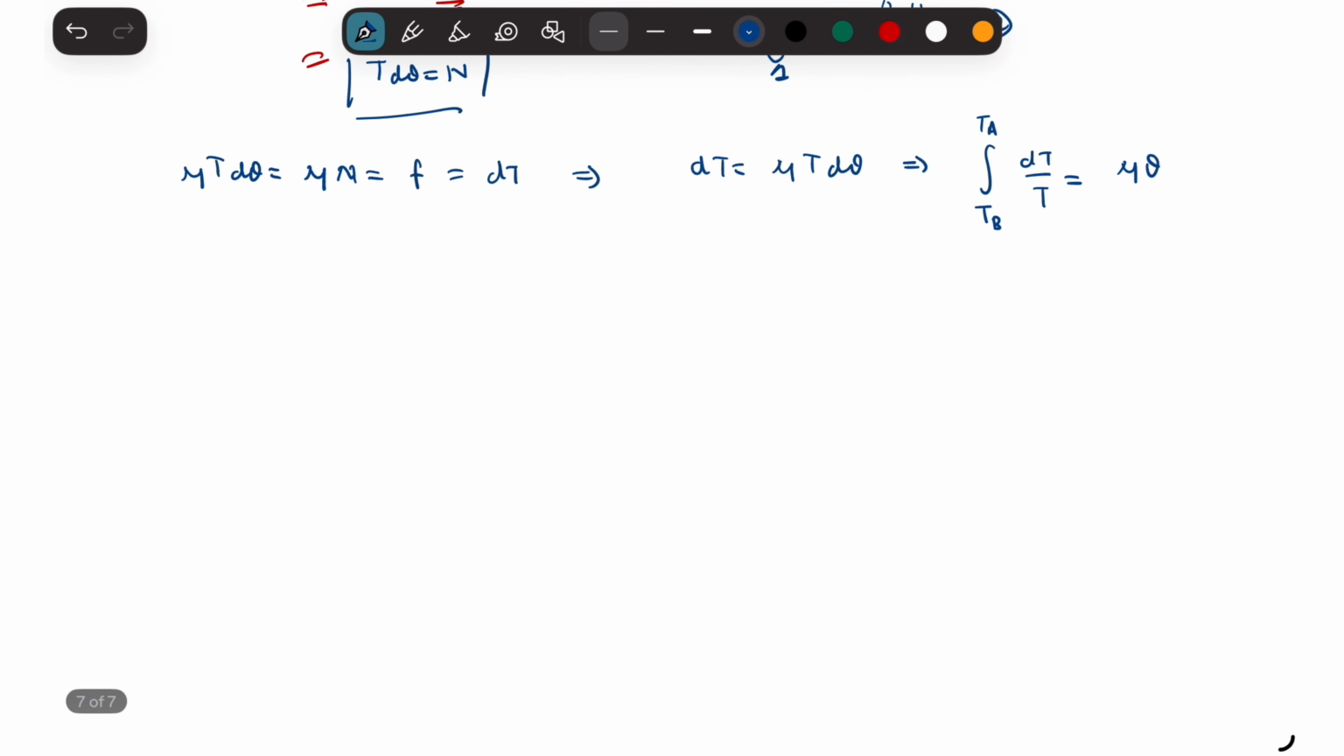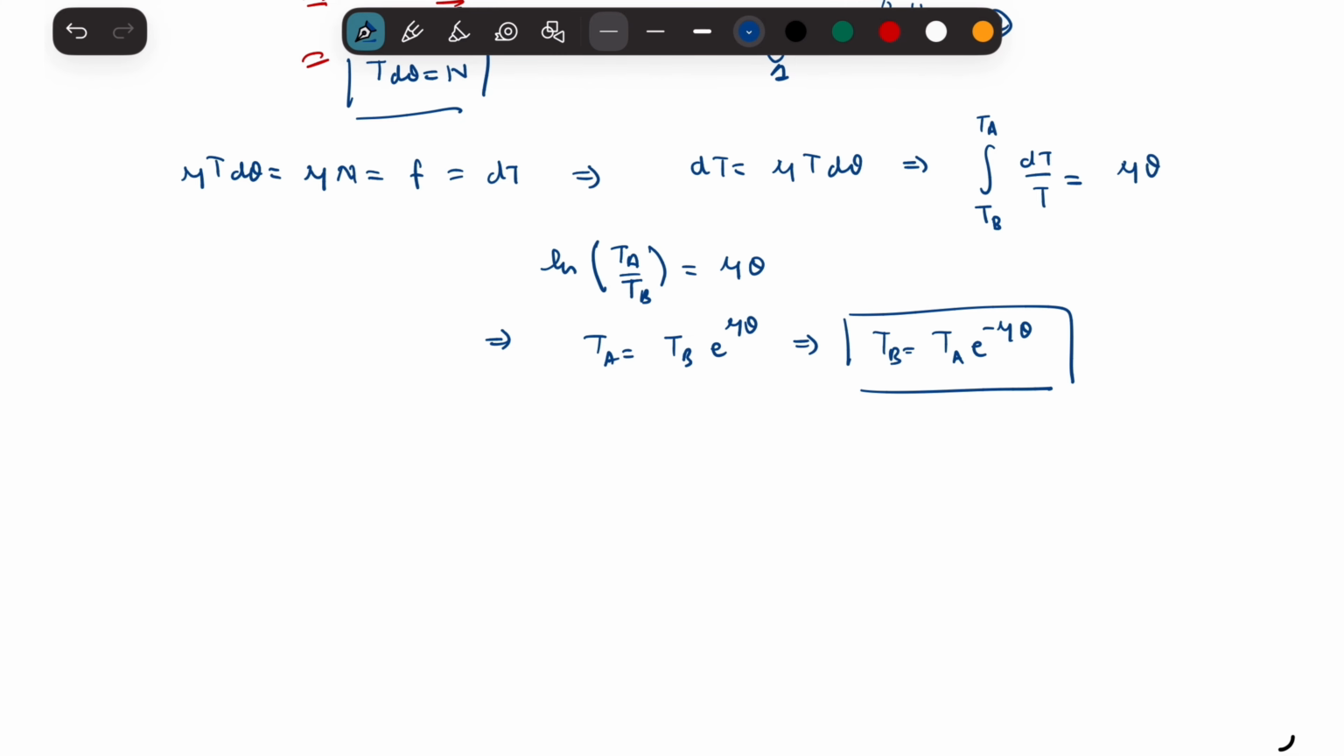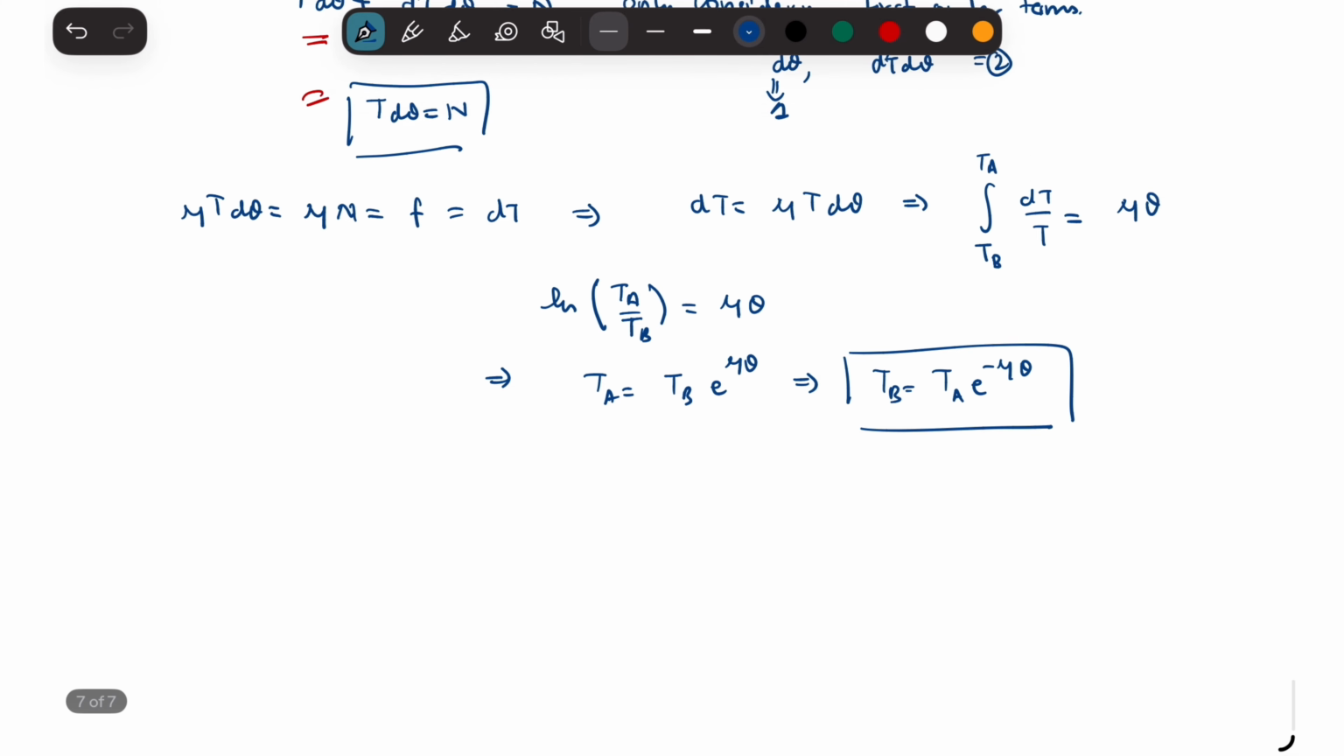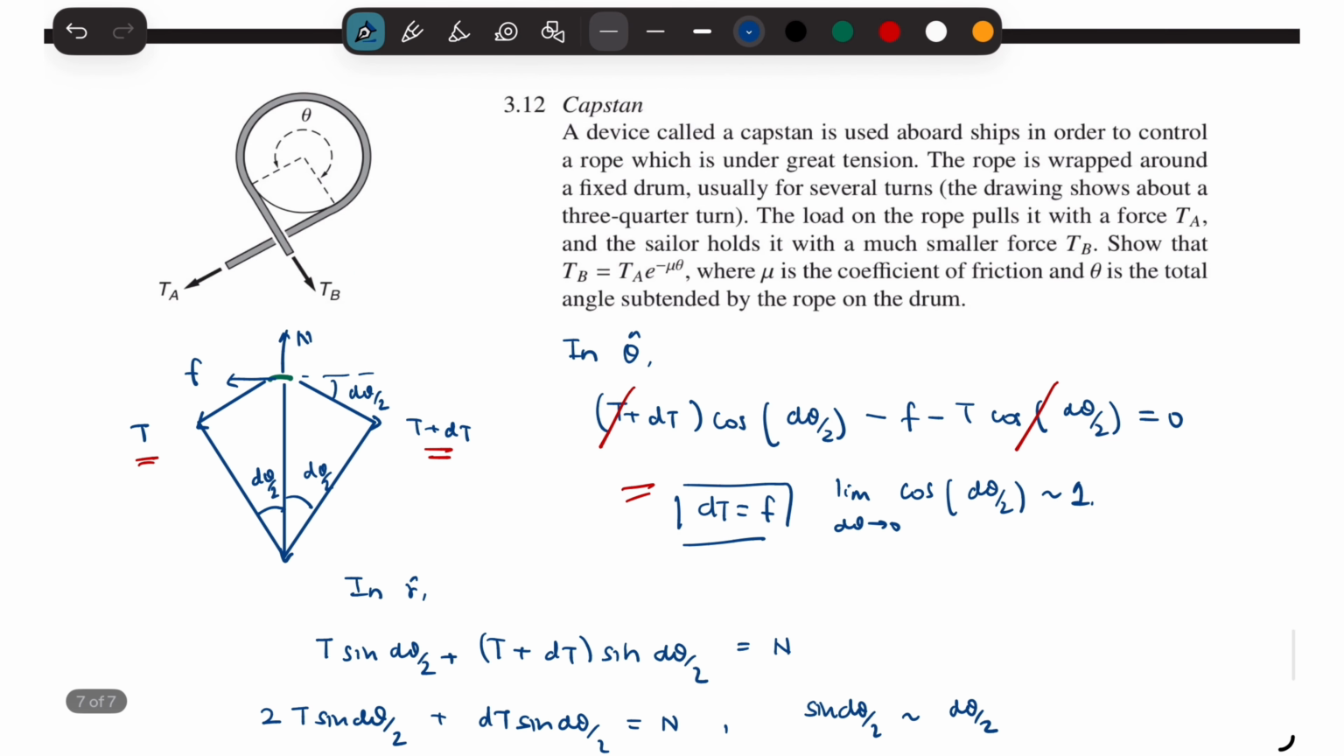So this will be ln of T_A upon T_B equals mu theta. This implies T_A equals T_B exponential of mu theta. So this implies T_B equals T_A exponential of minus mu theta. So we have proved what we started.